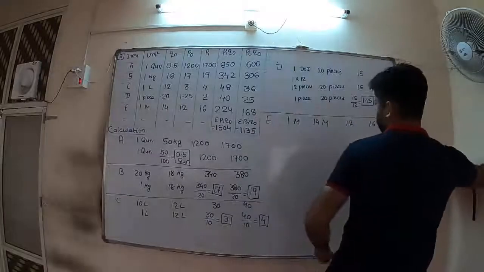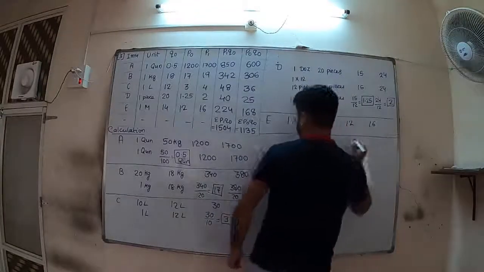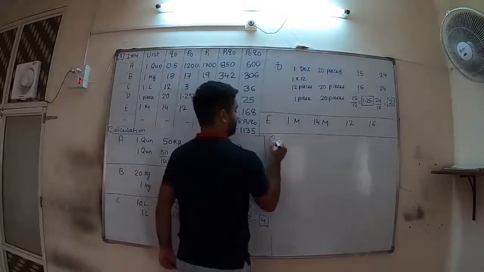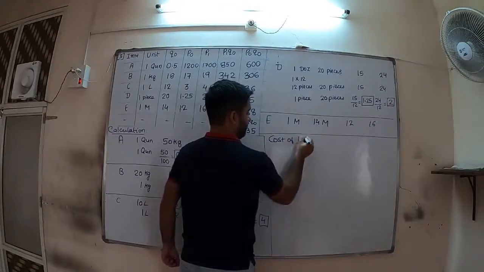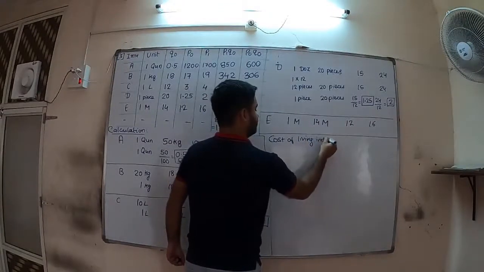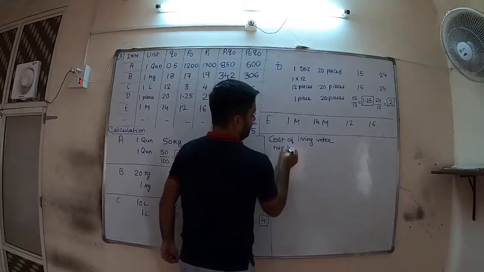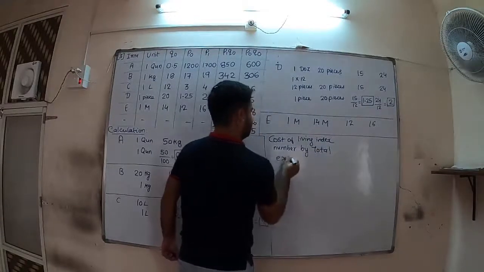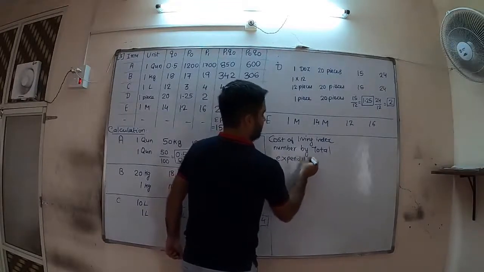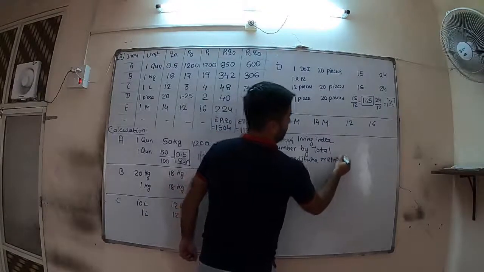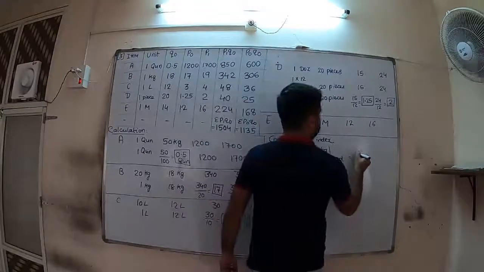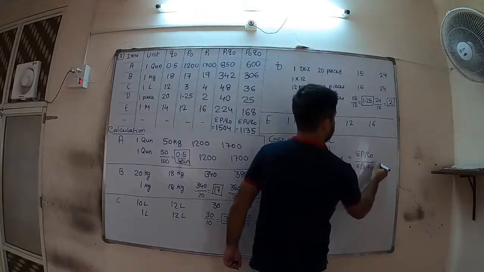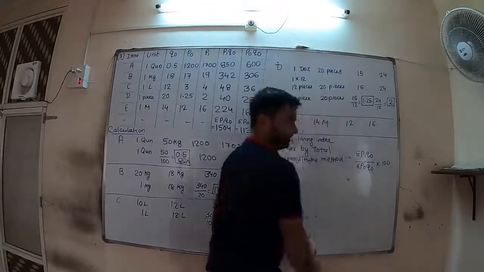Yes. Now the index. Okay. Cost of living index number by which method? Total expenditure method. What is the formula? Formula is for last year. Sigma P1 Q0 divided by sigma P0 Q0 multiply 100.